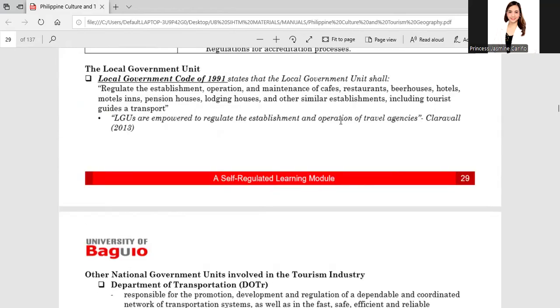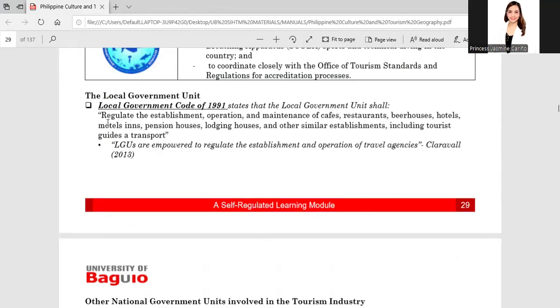All right, so let's move on to our local government unit. They regulate the establishment, operation, and maintenance of cafes, restaurants, beer houses, hotels, motels, inns, pension houses, lodging houses, and other similar establishments, including tourist guides and transport. So nowadays, if you want to establish a business, it's not only basta-basta. It's not like you just want to build a cafe and that's it. No, you have to go through the process.